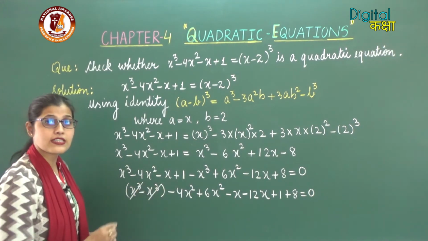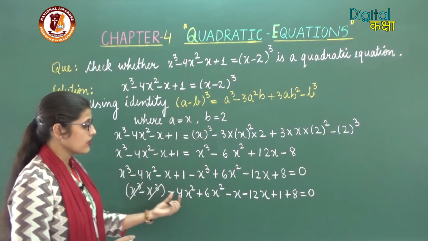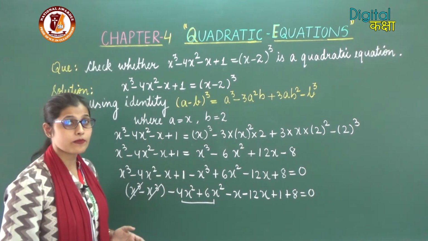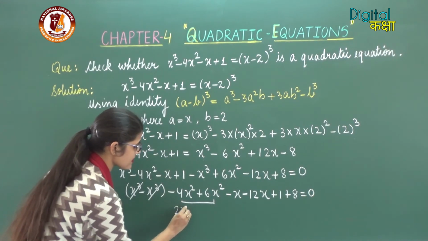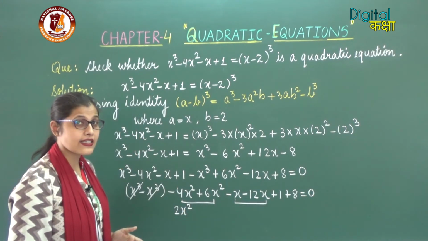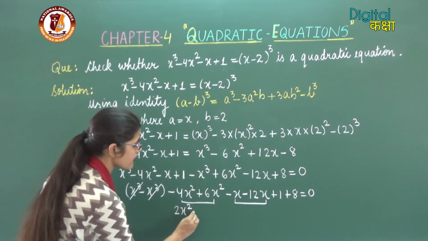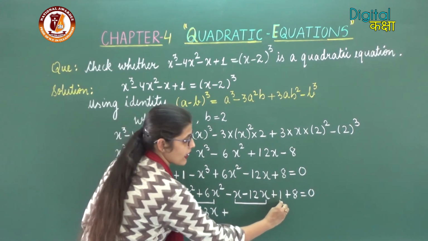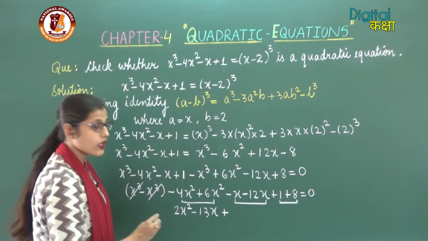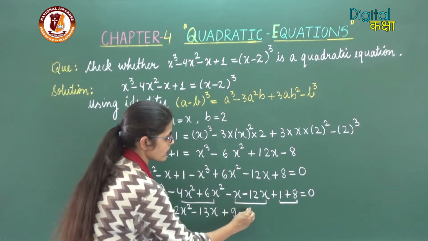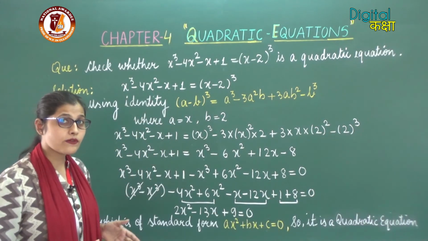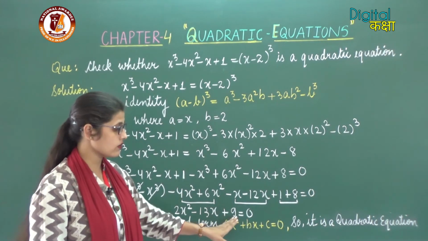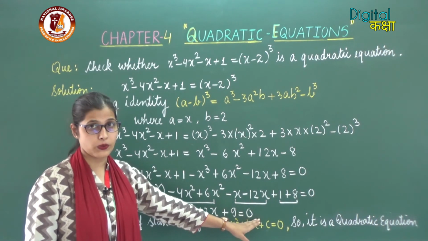Same terms with opposite signs will be cancelled. Minus 4x square and plus 6x square will be simplified to 2x square. Minus x and minus 12x will be simplified as minus 13x. Plus 1 and plus 8 will be equal to 9. So, we will get 2x square minus 13x plus 9 equals to 0.